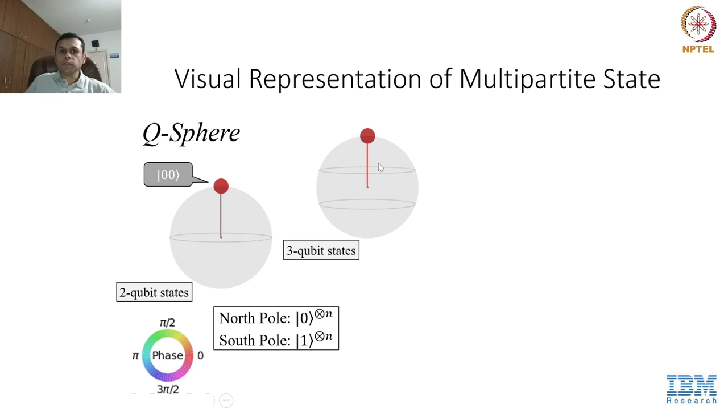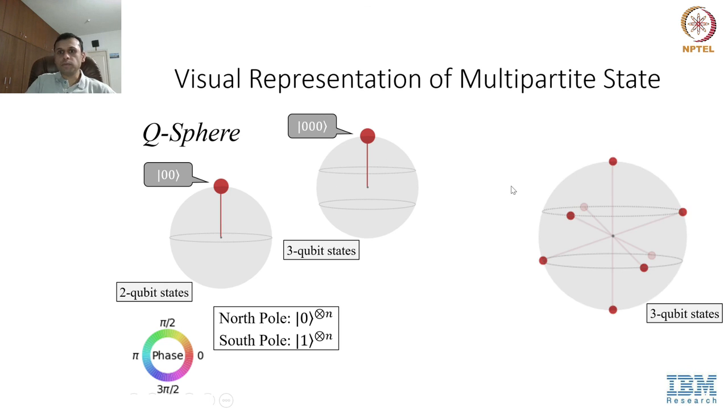For a 3-qubit state, because we need to represent any one of 8 states or some linear combination of 8 possible states from 0-0-0 up to 1-1-1, we need not just a north pole and south pole, but also 2 latitudes. So you have the state 0-0-0 that can be represented here, and 1-1-1 will be at the south pole. Here you'll have all the states with 2 zeros. Here you have all the states with 2 ones. And the state that this particular Q-sphere represents is simply the 0-0-0 state.